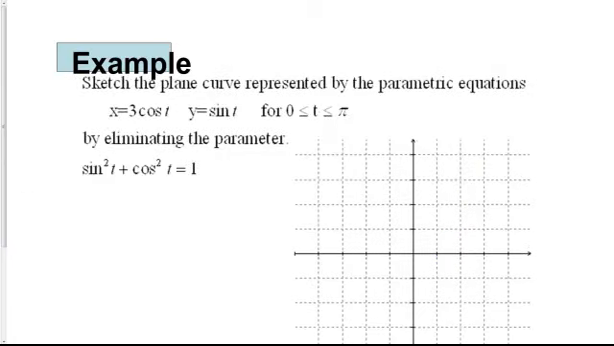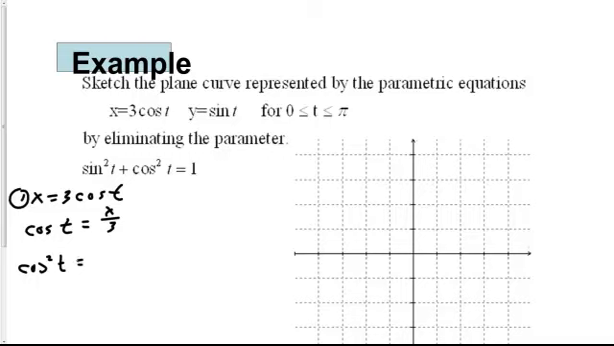Okay, let's look at a parametric equation that deals with a trig function, sine and cosine, and we know from the Pythagorean theorem that sine squared plus cosine squared is equal to 1. So what I would suggest here is our first step would be to take x is equal to 3 cosine of t, and we're going to solve this for cosine squared. So we have cosine of t is equal to x over 3, and if we square both sides, we have cosine squared t is equal to x squared over 9.